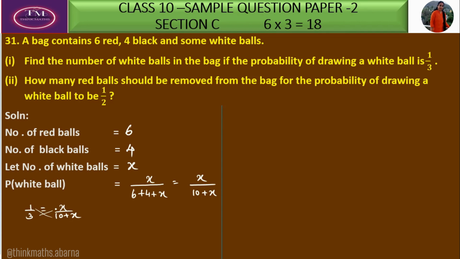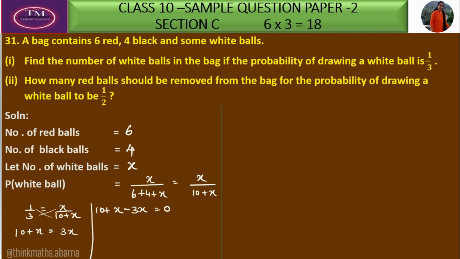Now cross multiply: 1 into 10 plus x, which is 10 plus x, equal to 3 into x, which is 3x. So 10 plus x equal to 3x. This 3x, I'm going to bring to the left hand side, so it will become x minus 3x equal to minus 10.